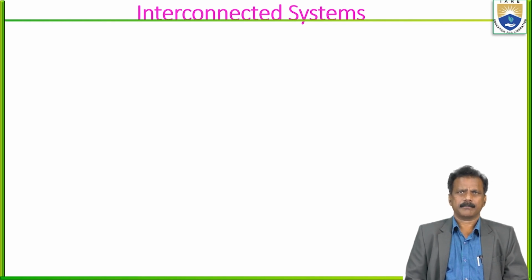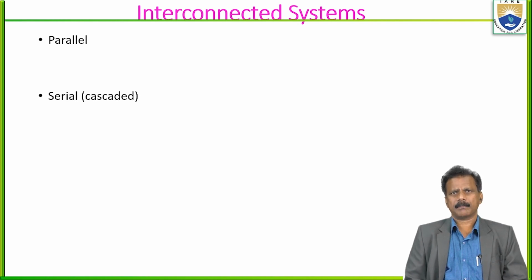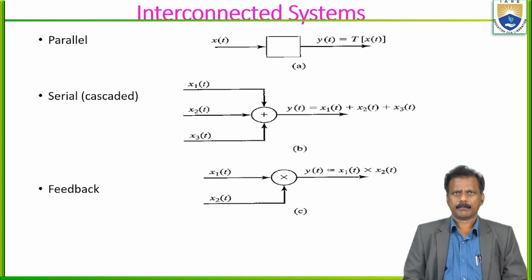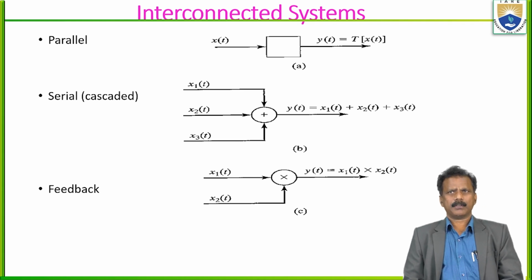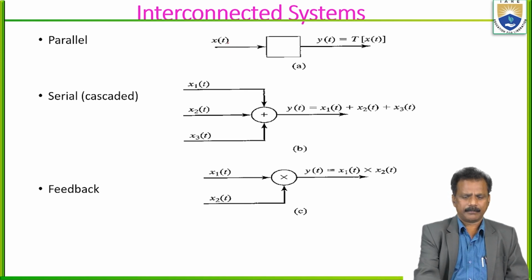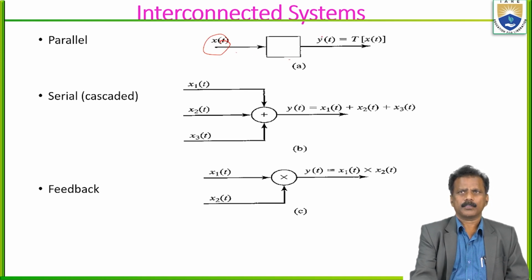Now come to the interconnected system. An interconnected system is followed by parallel or serial, maybe cascaded, or we can consider feedback. These are the interconnected systems. Consider each and every one: parallel, serial and feedback. Like this, in the parallel case, x of t is the input, and the output we have to verify is y of t is equal to the operator T of x of t. Come to the serial or cascade. The same values apply: x of t is fed to the particular system, and the output response y of t is equal to T of x of t.